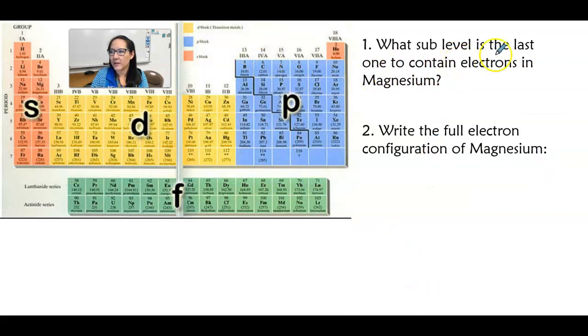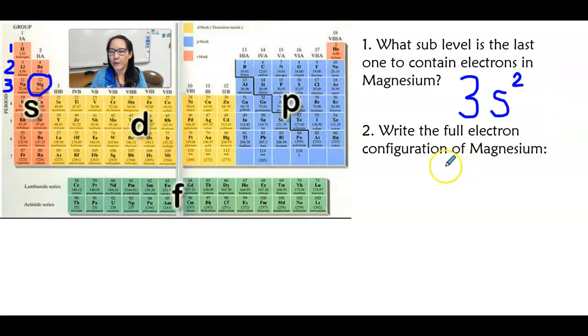So what sublevel is the last one to contain electrons in magnesium? Well, first of all, here's magnesium, right here. It is on row number 3: row 1, row 2, row 3. It's in the S block, so I'm going to say 3s, and it's in the second column of the S block, so it's 3s2. That is going to be the last sublevel to contain electrons for magnesium.